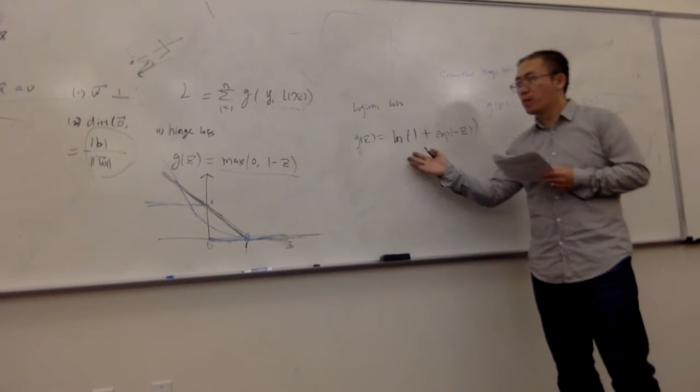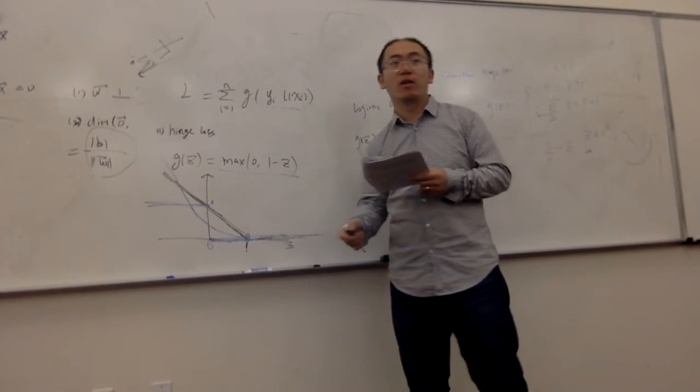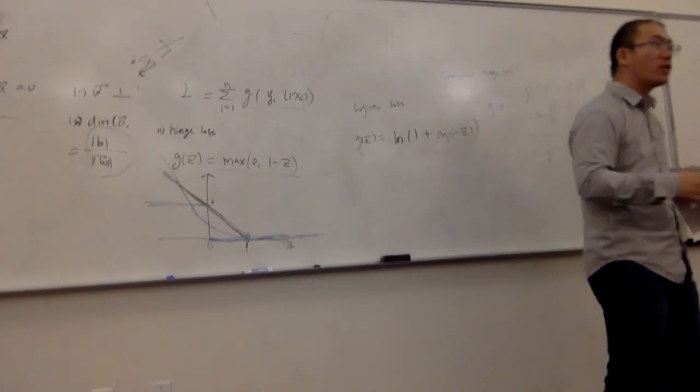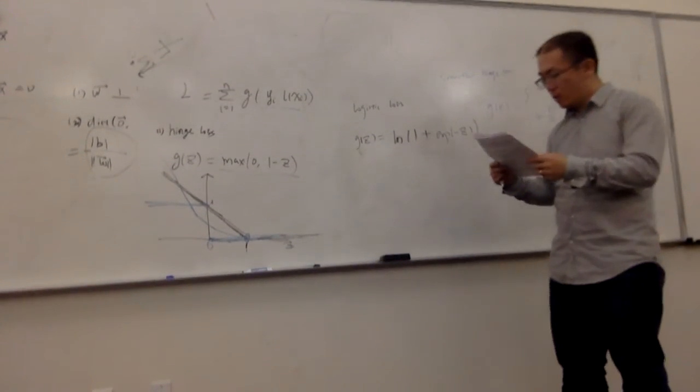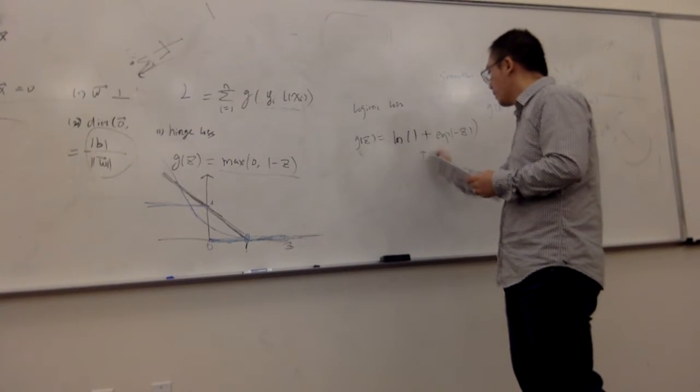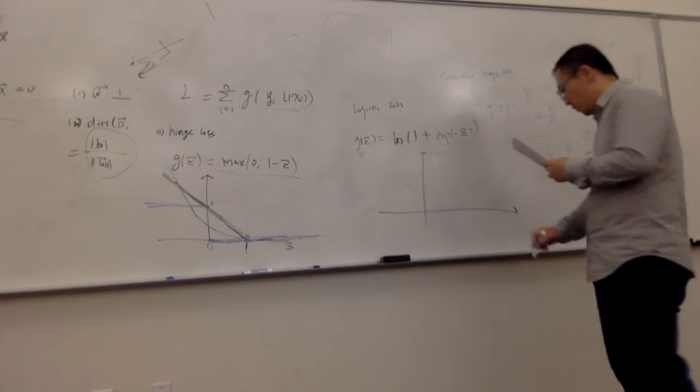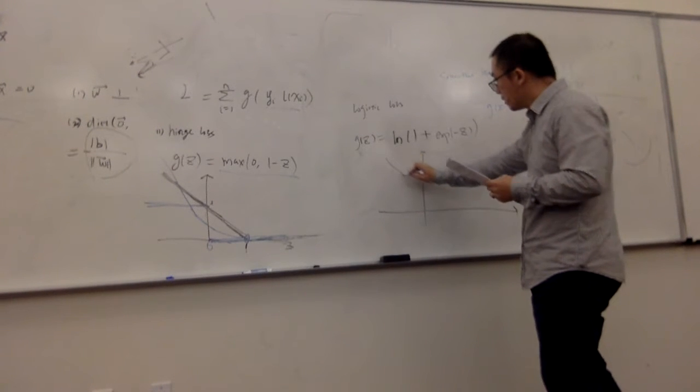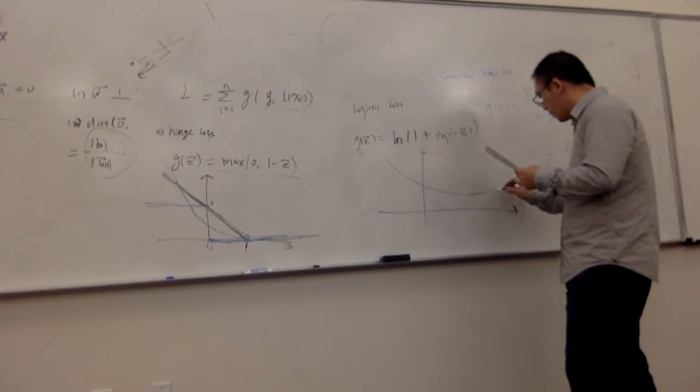This is a bit different from the concept in hinge loss or the other ones. First, it is not a linear function. It's not a linear function at all. And to show the figure, this is a typical figure of the logistic function.